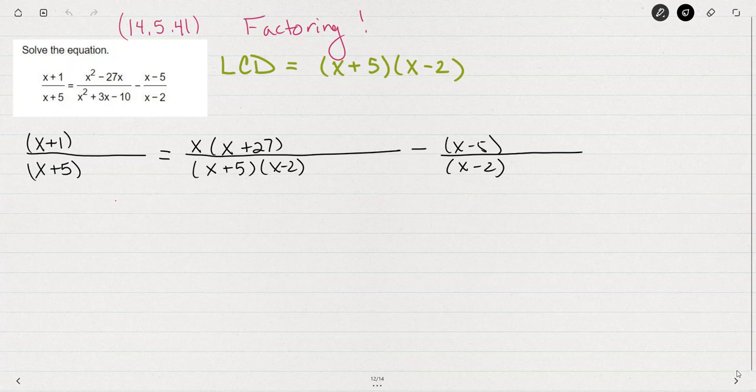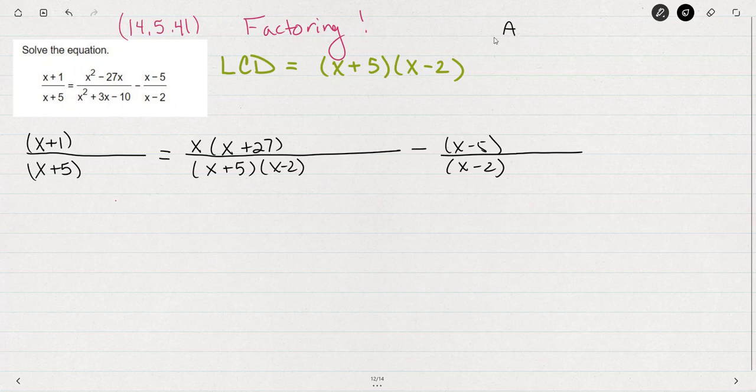The first method is I'm going to get the least common denominator. I have three different denominators. I'm going to use those three denominators to get a least common denominator. And after that, watch what I'm going to do.